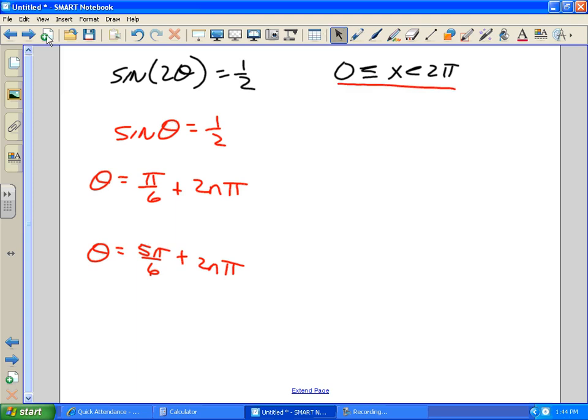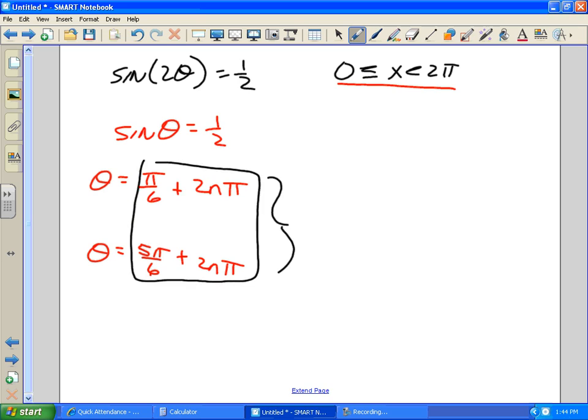And what we're going to do is come back to reality. And the reality of the situation is that it was not the sine of theta, it was the sine of 2 theta. So I take these answers, and instead of them being equal to theta, I now set them equal to 2 theta. So I have 2 theta is equal to pi over 6 plus 2n pi, or 2 theta is equal to 5 pi over 6 plus 2n pi.